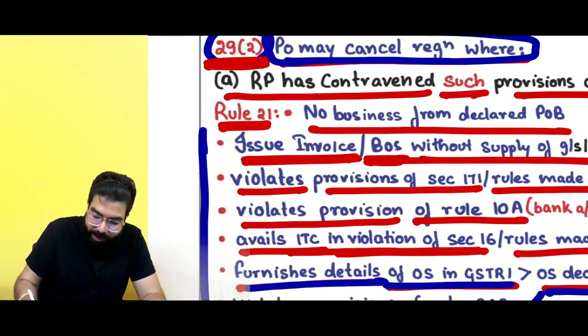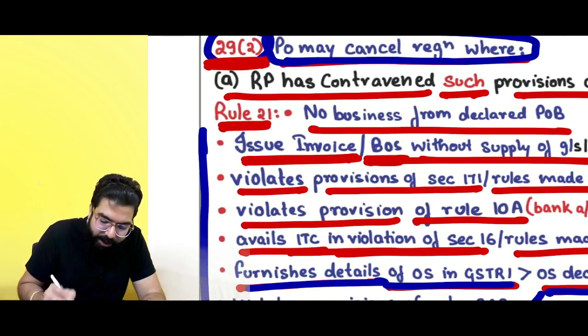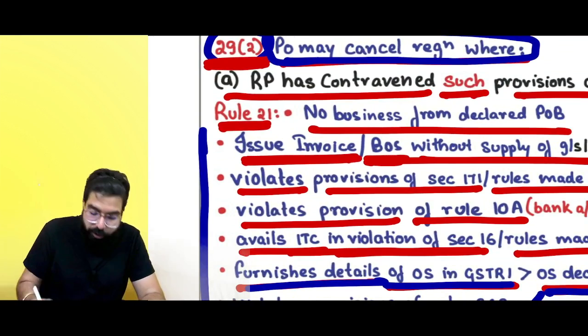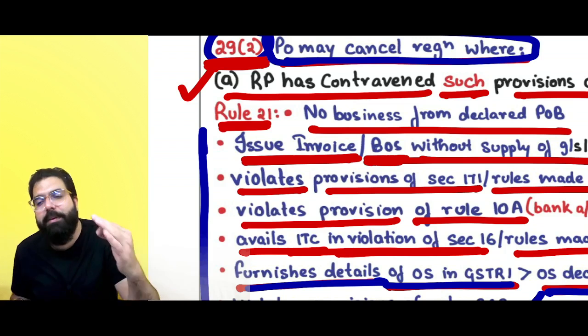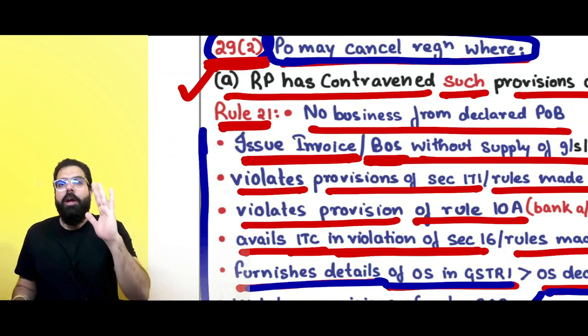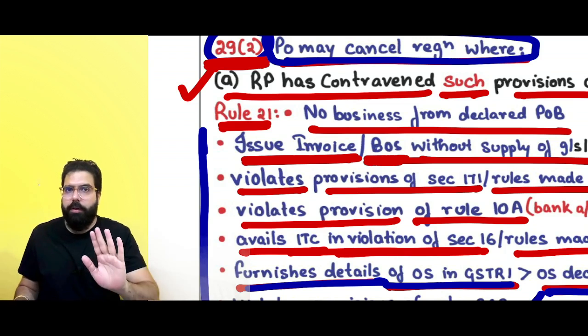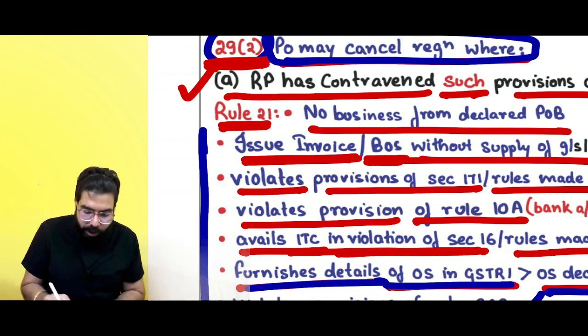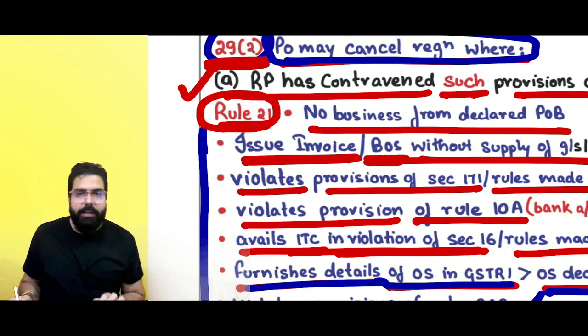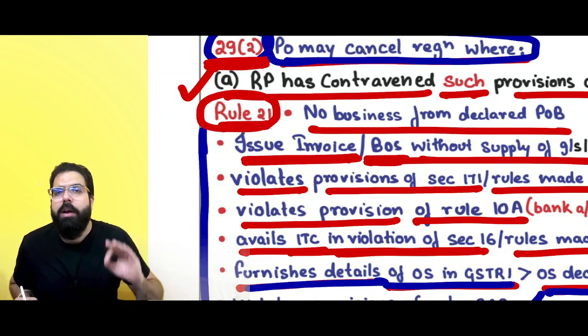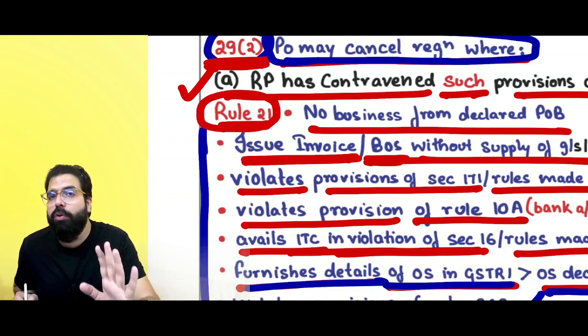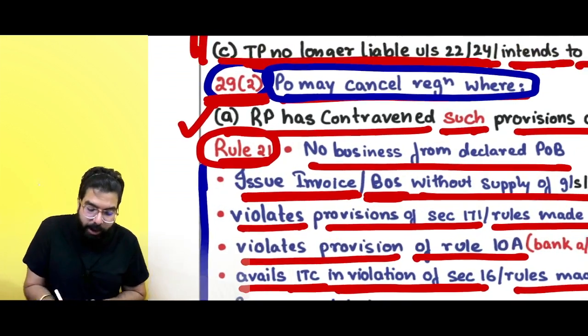Everyone, listen to me carefully. I taught you section number 29 to section number 29A. I told you that if you violate the provisions of the act or rules, your registration shall be cancelled. Which act or rules provision? They told in rule number 21 what provisions of the act or rules you violate, your registration will be cancelled.